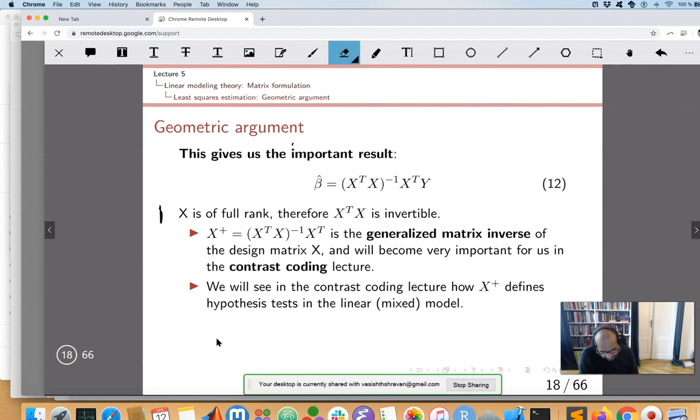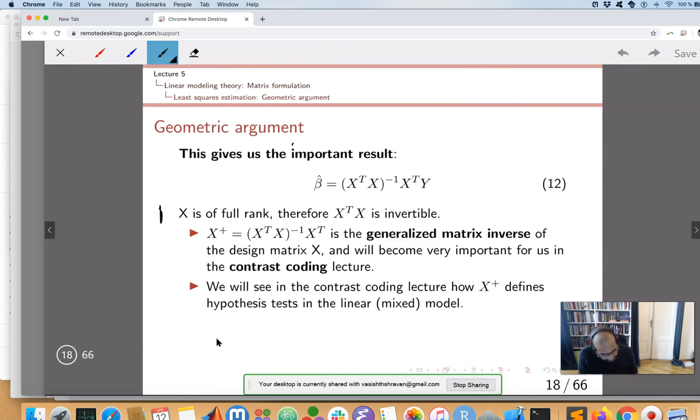Okay, so in this equation 12 that I'm showing you here, this term here is called the generalized matrix inverse of the design matrix X. This term, which I'm writing here as X plus, is going to become very useful to us when we think about contrast coding. It's going to lie at the heart of the contrast coding stuff that I had talked about informally earlier, the sum coding and the treatment contrast coding and so on, right?